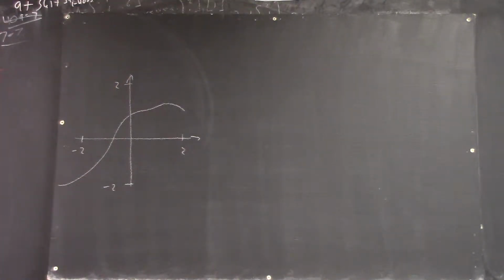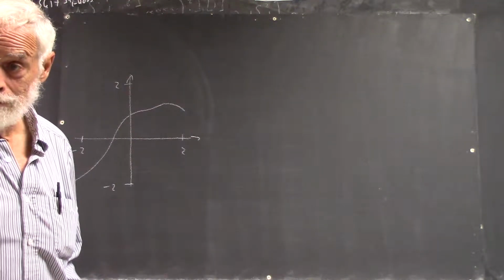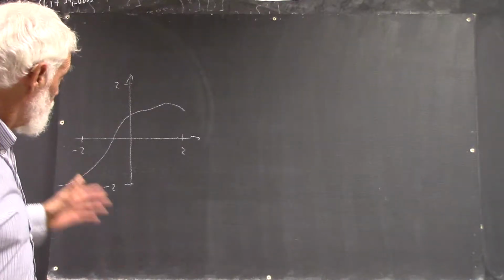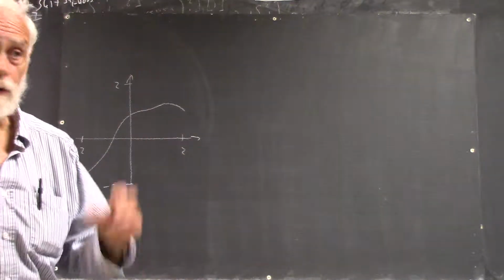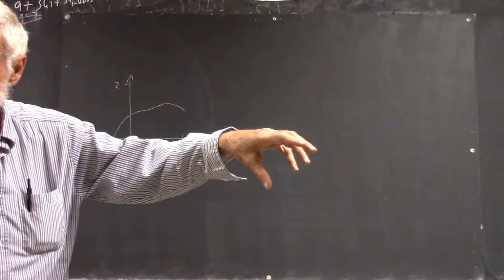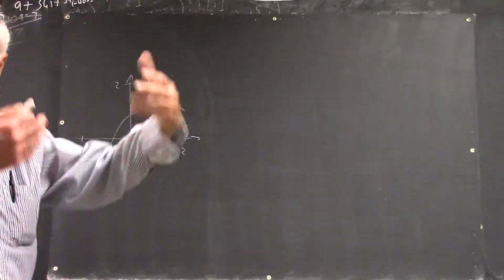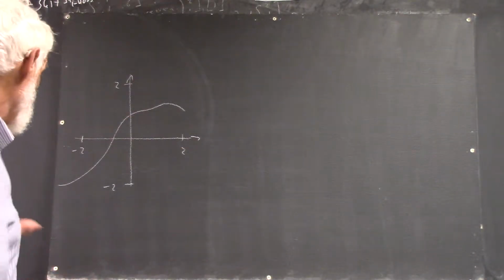Now I want to take every point of this graph and raise it 1 unit. Okay? Now you don't have a table. If you did, you could just add 1 to all your y values, right? Okay? And then you can just plot those points. But you can do it graphically.